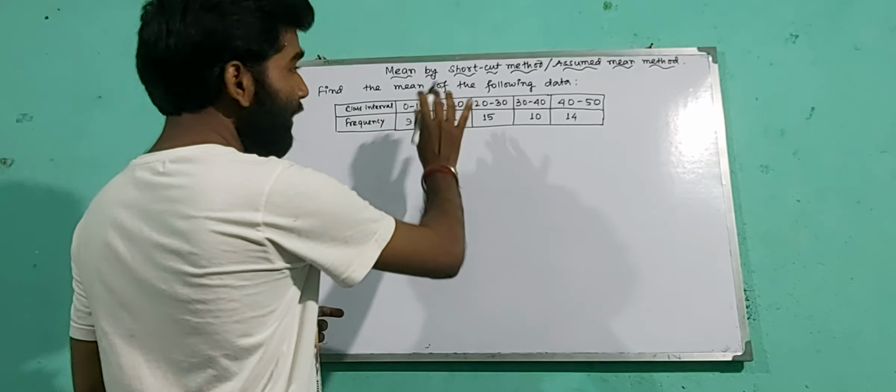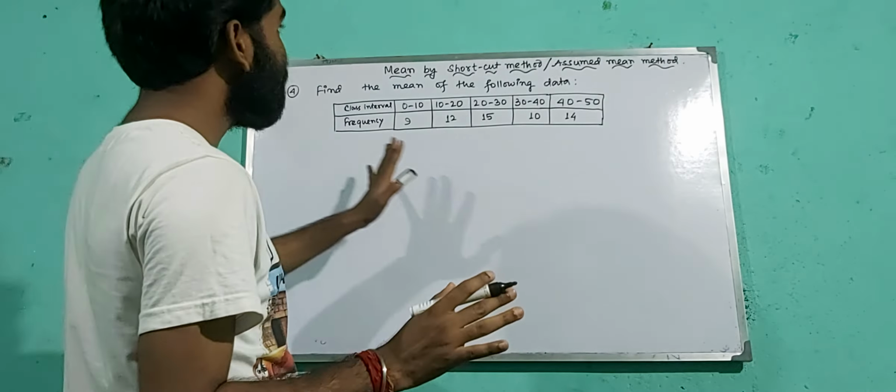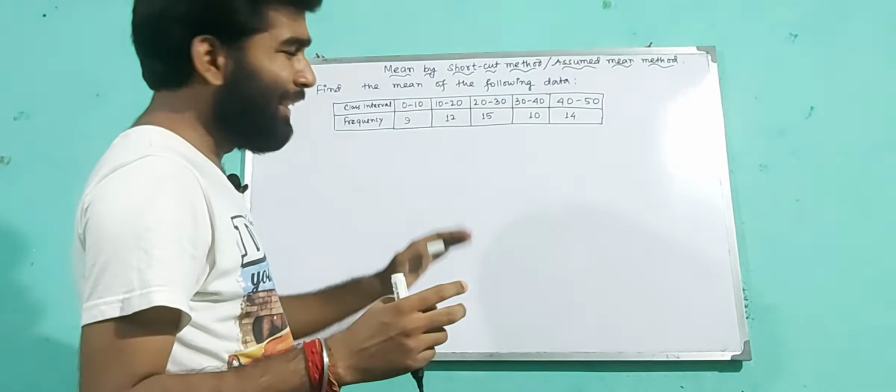So let us begin. I have already written the question. Mean by shortcut method is a little different. In some cases it can be called the assumed mean method also. Let us start how to do it. The question is ready, you can take the screenshot. I have written it very clearly on the board.